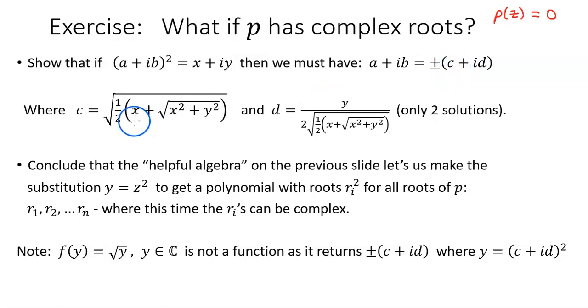You can show that c is equal to the square root of a half times x plus the square root of x squared plus y squared, and d is equal to y divided by 2 times that thing. So because a plus ib is equal to the positive or negative of this fixed number here, there are only two solutions to this equation, and one of them is just the negative of the other.